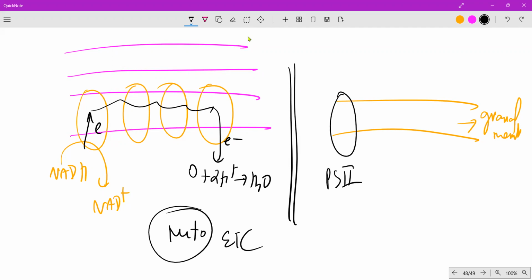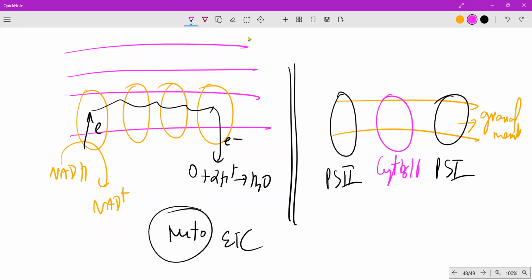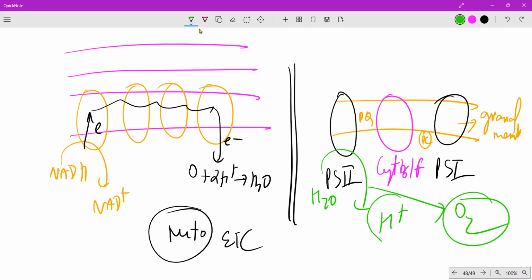Photosystem 2. Photosystem 1. Who connects the two? Cytochrome b6f complex. Remember? Cytochrome b6. This is what we have. What is here? Plastoquinone. What is here? Plastocyanin. How do we start? Water. What is happening? Water is split. Protons. Plus we also get oxygen. We got oxygen, we got protons. Plus we get electrons.